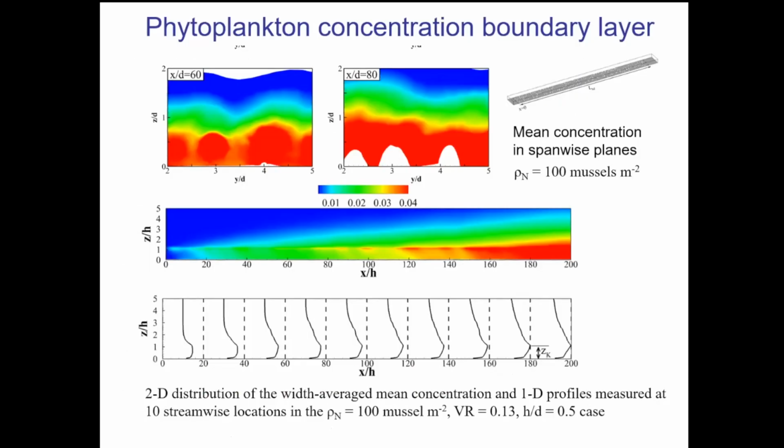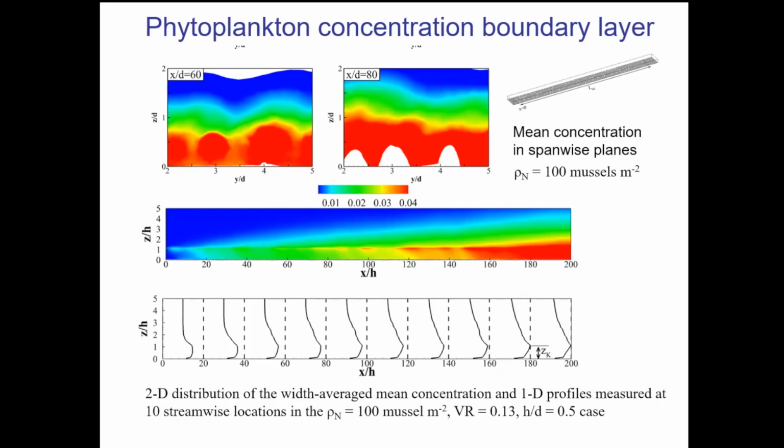If I take a cross section, this is how the phytoplankton is distributed over the bed. You can see here some mussels. There are some jets containing this filtered water, which are coming out. The red corresponds to filtered water and the blue corresponds to water rich in phytoplankton.